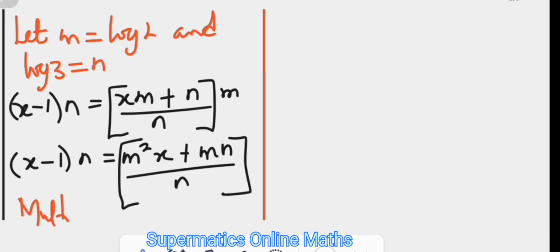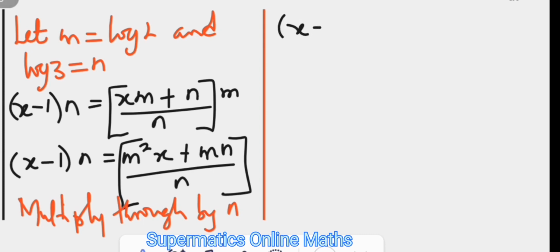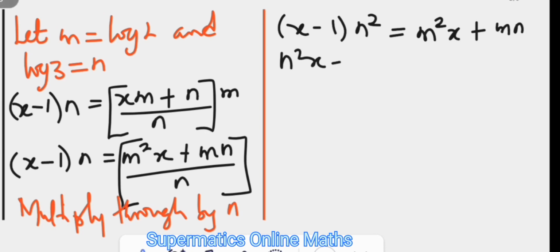We then multiply through by n. This is going to make the equation become x minus 1 n squared on the left hand side, and on the right hand side we have m squared x plus mn, and that is n squared x minus n squared is equal to m squared x plus mn.